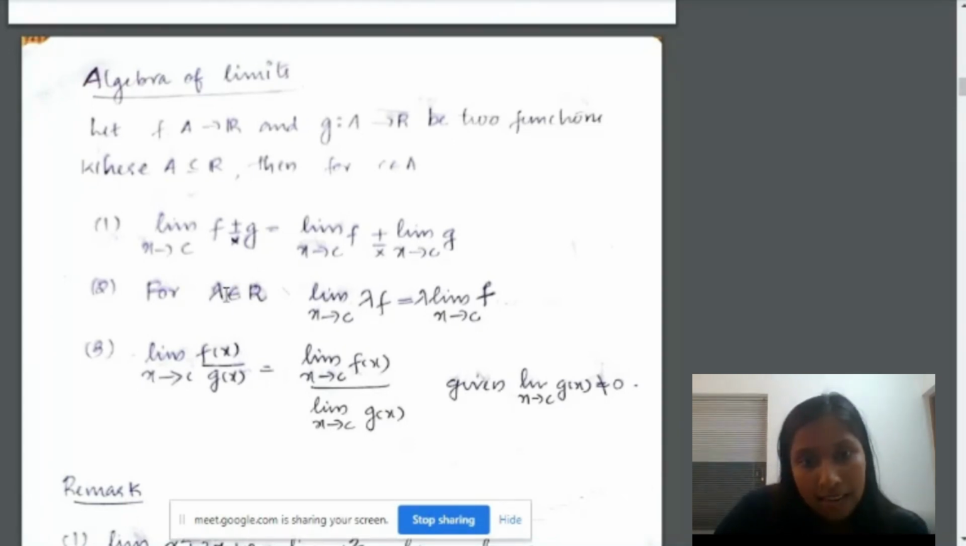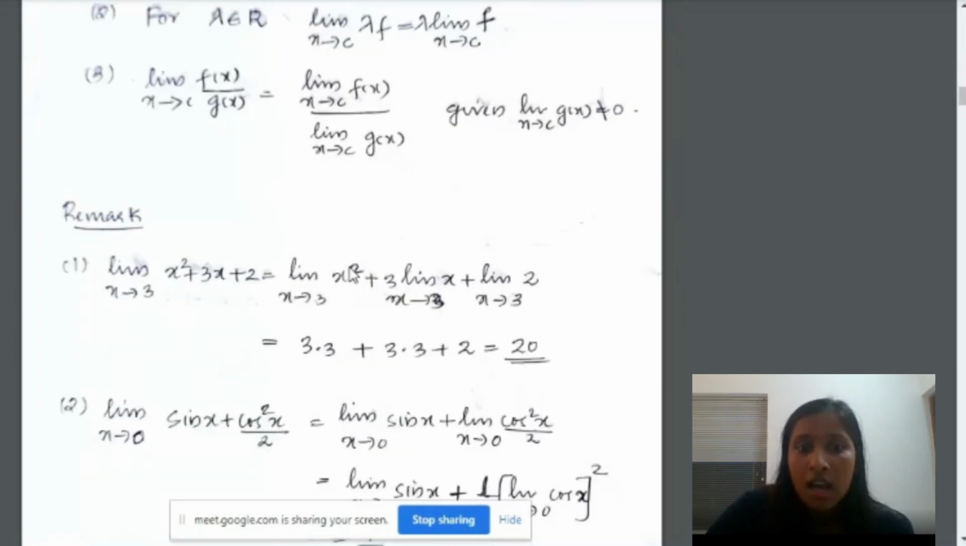Next one is the scalar multiple. We can take a scalar out of a function, that is, for any lambda belonging to R, the limit as x tends to c of lambda f will be lambda times the limit as x tends to c of f. The third one is the quotient rule. For the limit as x tends to c of f of x by g of x, if the function is in the form f of x by g of x, we can just find the limit of the numerator and the denominator and take the quotient of those, only if the limit as x tends to c of g of x is non-zero.